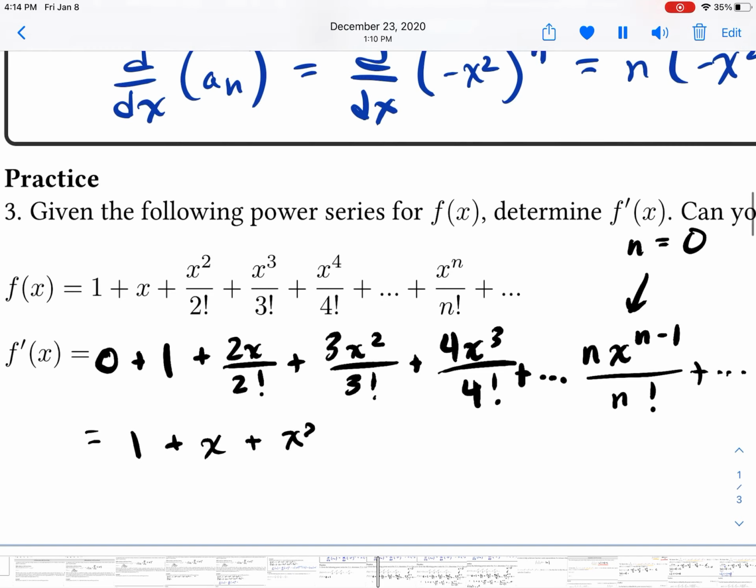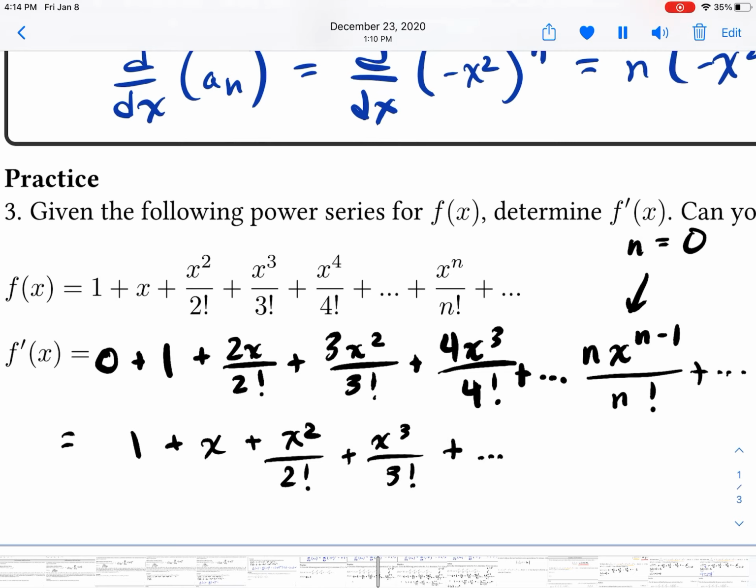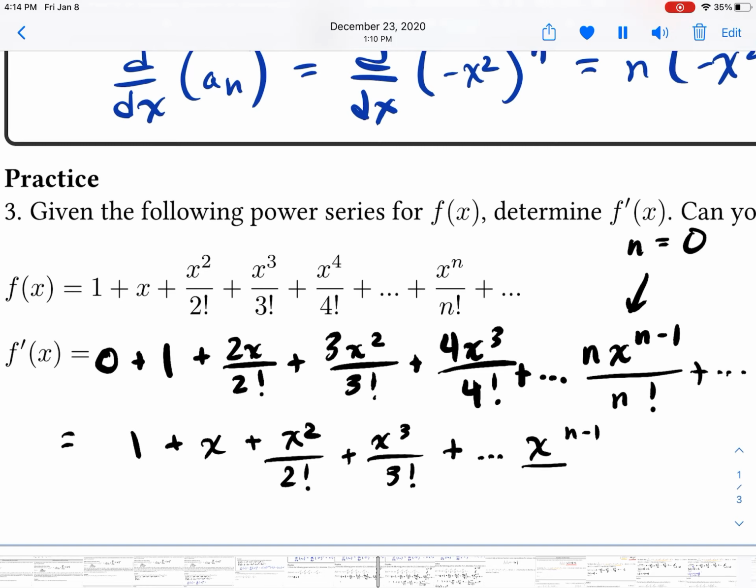over 2 factorial. And you know what? I'm going to bring that 0 down because I think that might help us. Well, actually, let's just leave it as it is. Plus x cubed over 3 factorial plus, and if I bring all this down, and this general term that we have here, I'm going to simplify that. This is the same thing as x to the n minus 1, and if I divide that n into n factorial, I'm left with n minus 1 factorial.